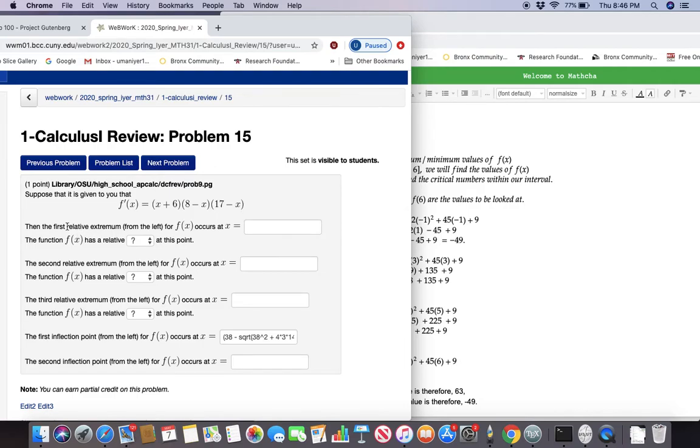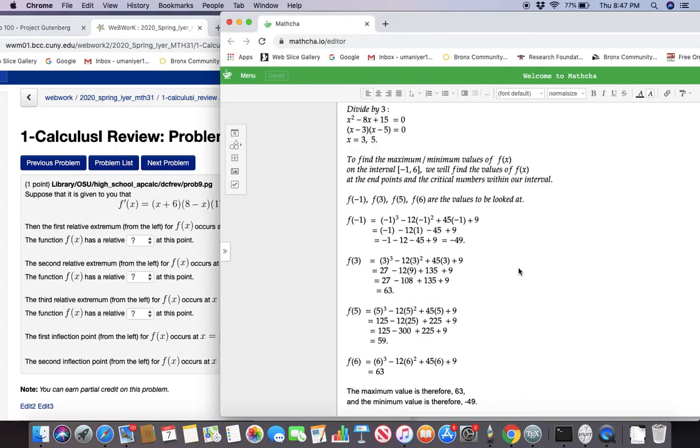Relative is also called local. Local max or minimum. How do you get a local max or minimum? You need to find the critical numbers. How do you find critical numbers of f? You need to find its derivative. Aha, but you are given the derivative in your question. Okay, so there is no need to find anything. You have been given the first derivative already.